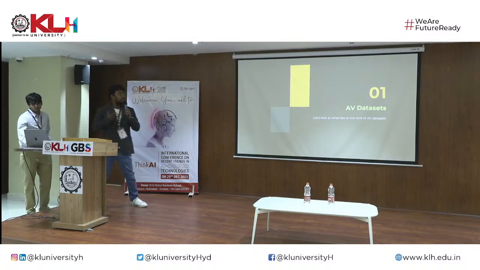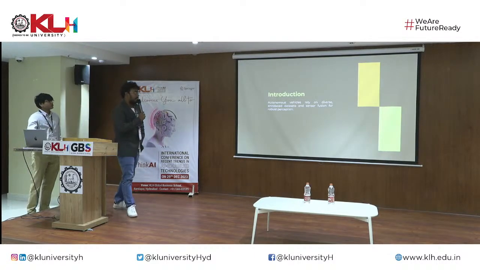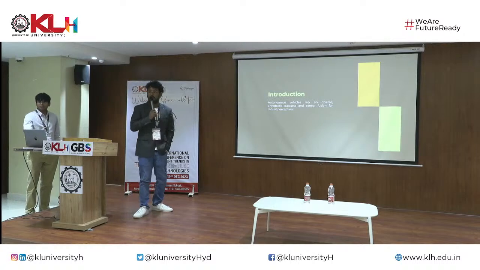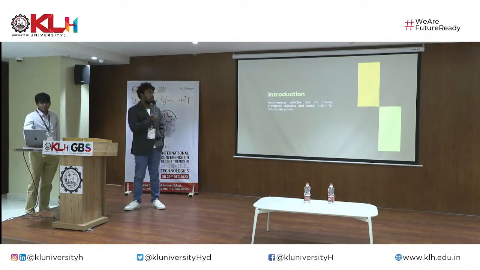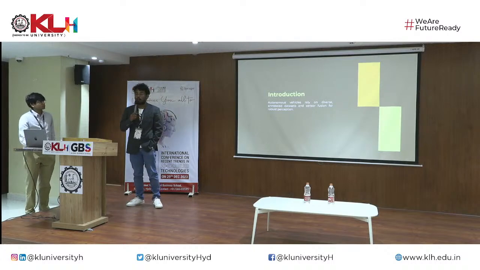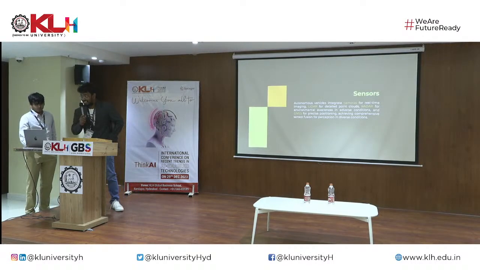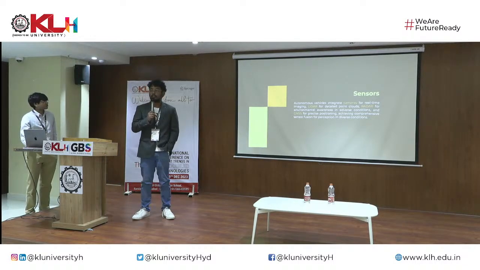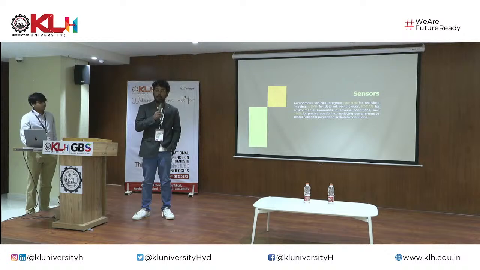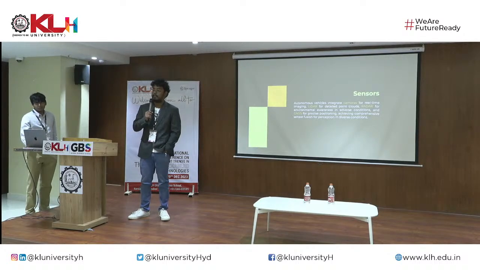So first, let's take a look at the AV datasets. What are AV datasets? Autonomous vehicles require sensors, annotated datasets, and sensor fusion for perception. So let's have a look at the sensors. The sensors that autonomous vehicles usually use include cameras, LiDAR, radar, and GNSS, IMU, GPS.